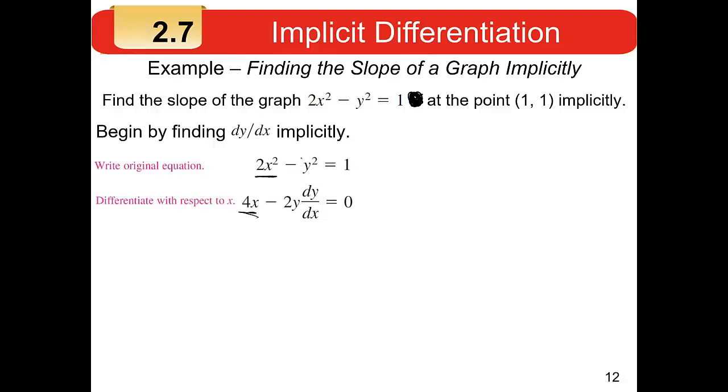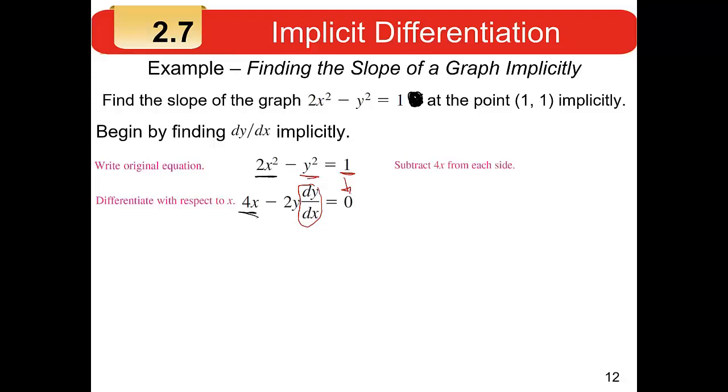The derivative of y squared, there's a y in it, so you've got to use the general power rule. You take 2 times y to the first, which is just 2y, but then you have to multiply by dy over dx because y is a function of x. And then, of course, the derivative of a constant is just 0. So take the original equation and differentiate both sides with respect to x.